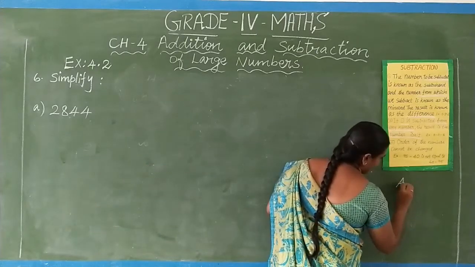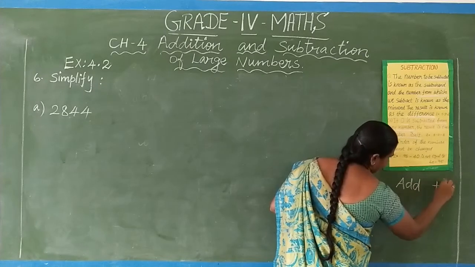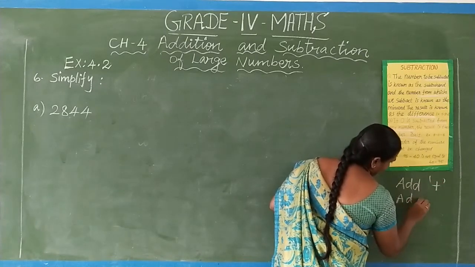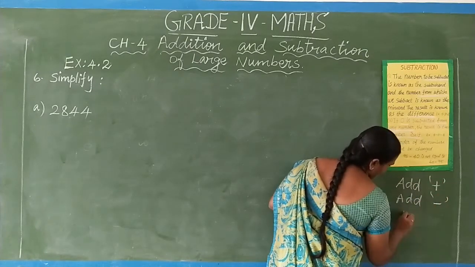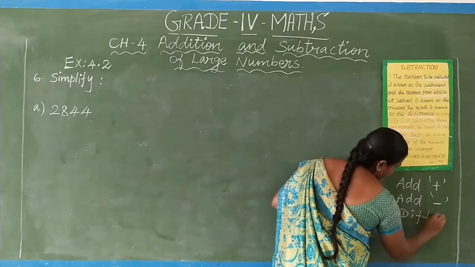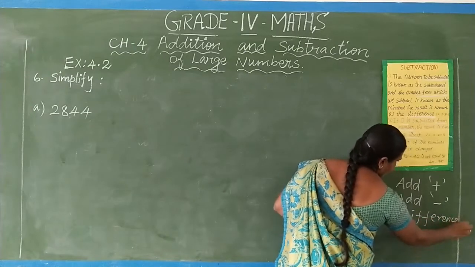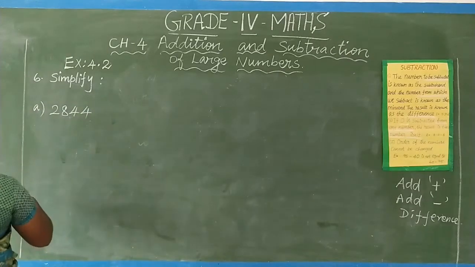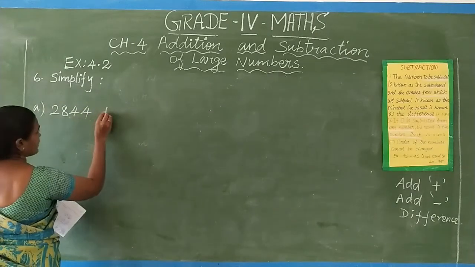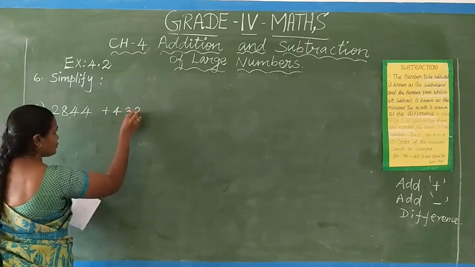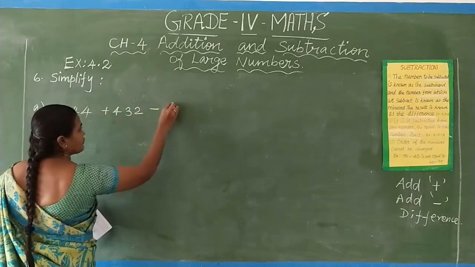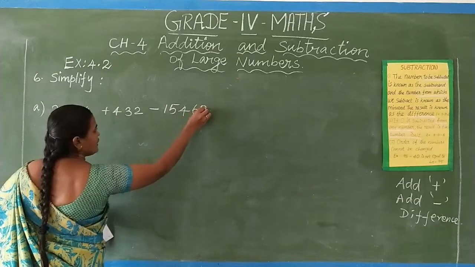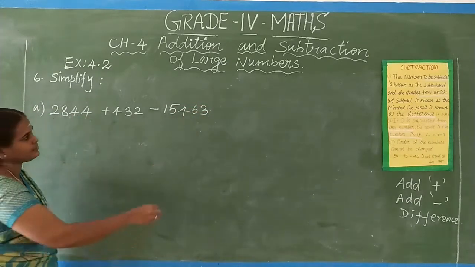First add the plus terms, then add the minus terms, then find the difference. Okay, so look at this sum. Plus 432 minus 15,463. Okay.